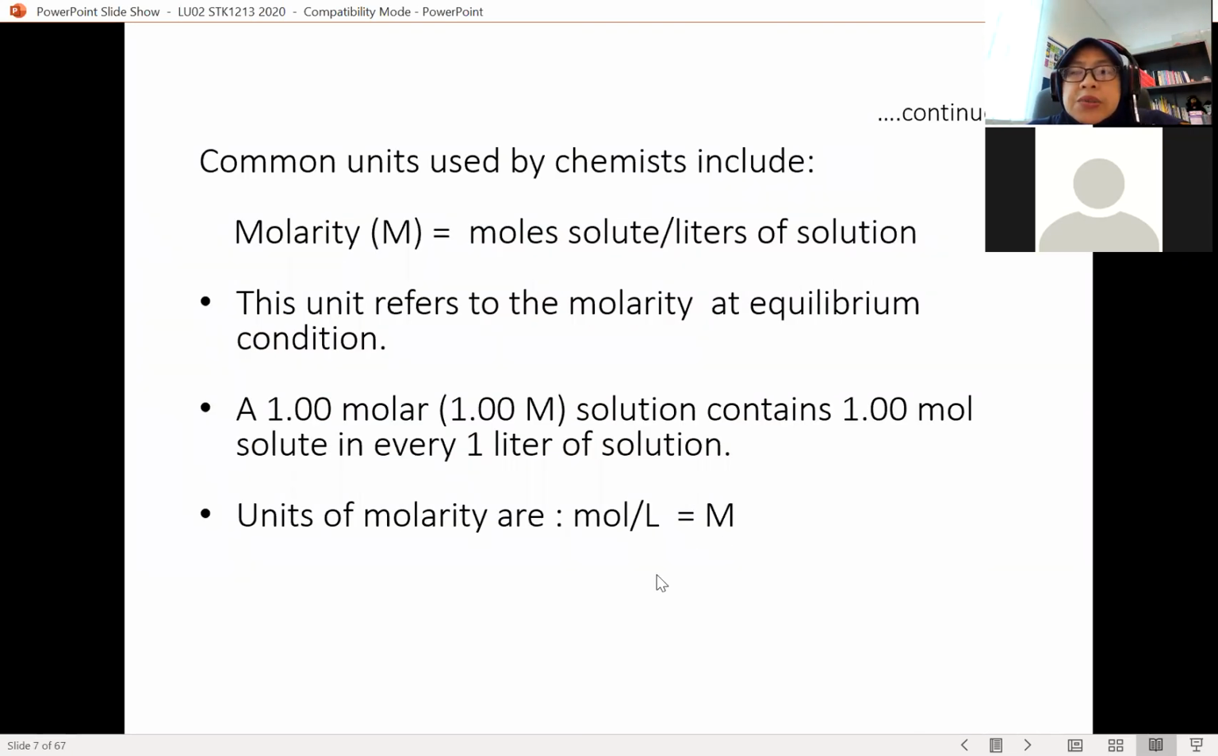The most common unit used is molarity. Molarity is defined as moles of solute per liter of solution. Okay, moles of solute per liter of solution.